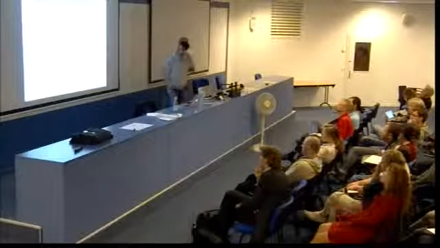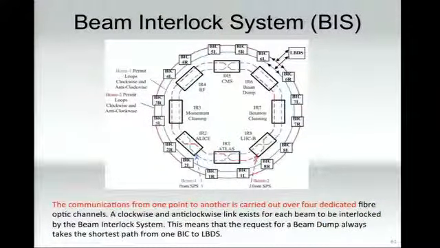So the beam interlock system, very quickly, has 4 dedicated fiber optic channels which run around the machine. Inside is the beam, outside of these loops, and so they go out clockwise and anti-clockwise.